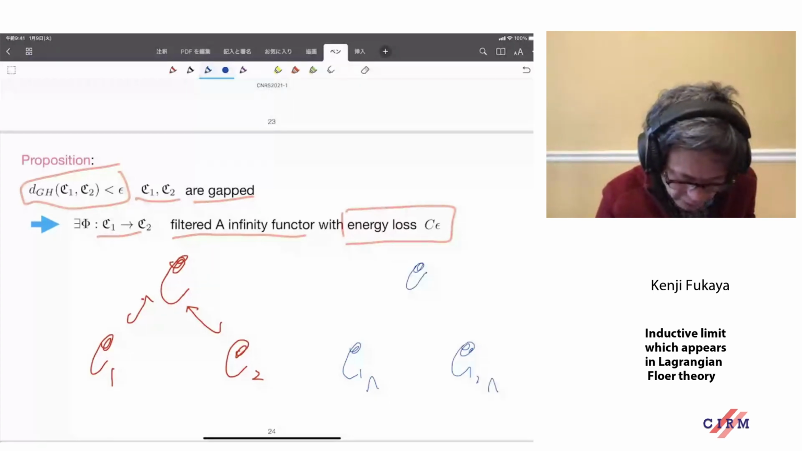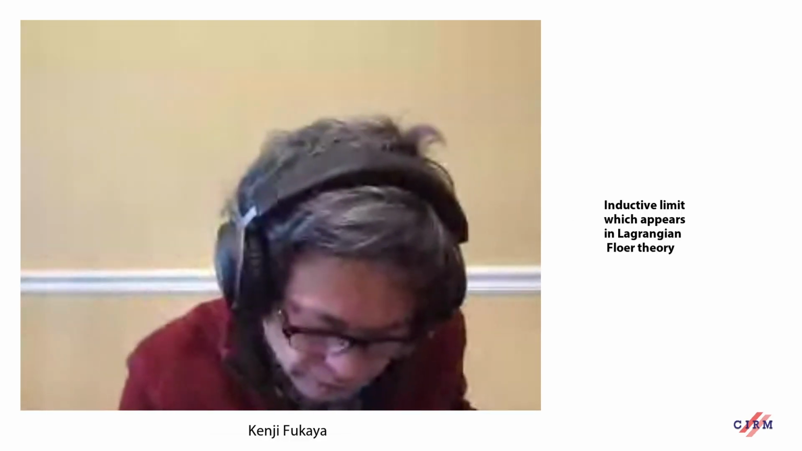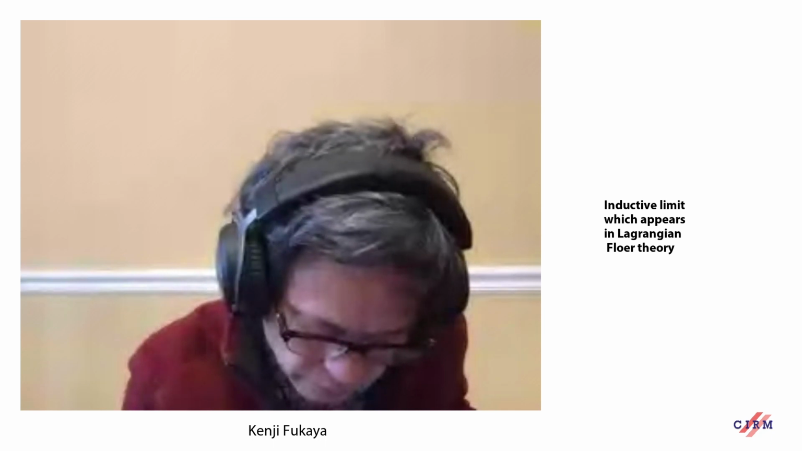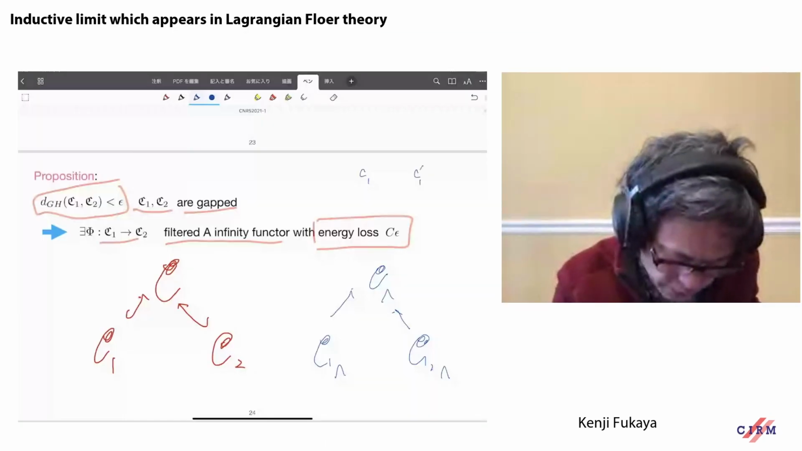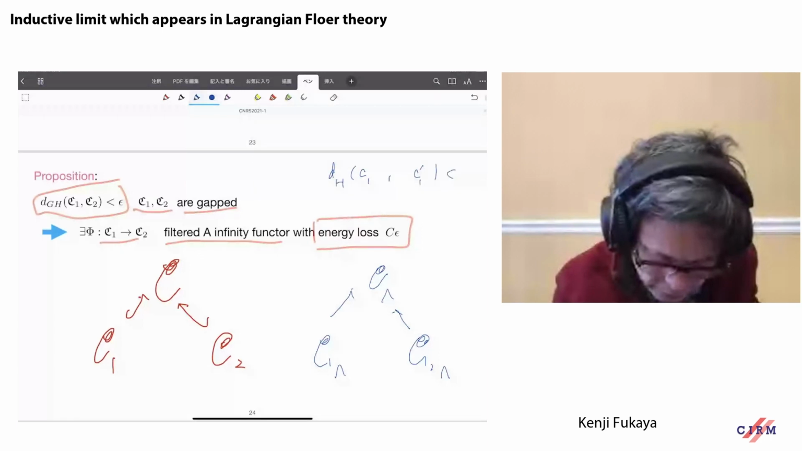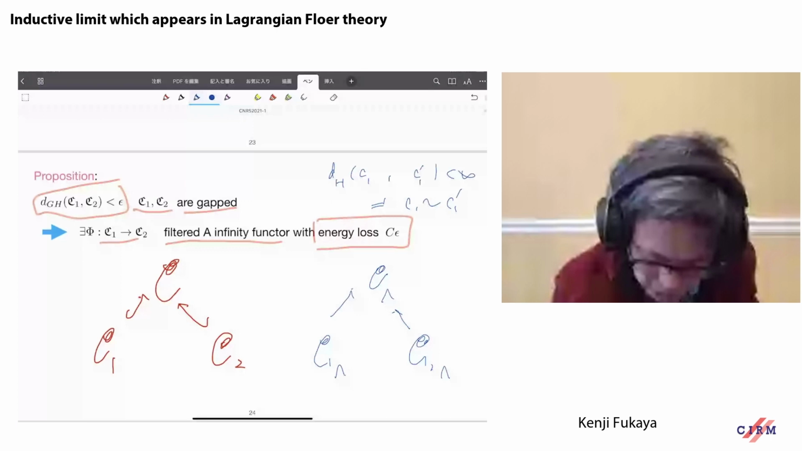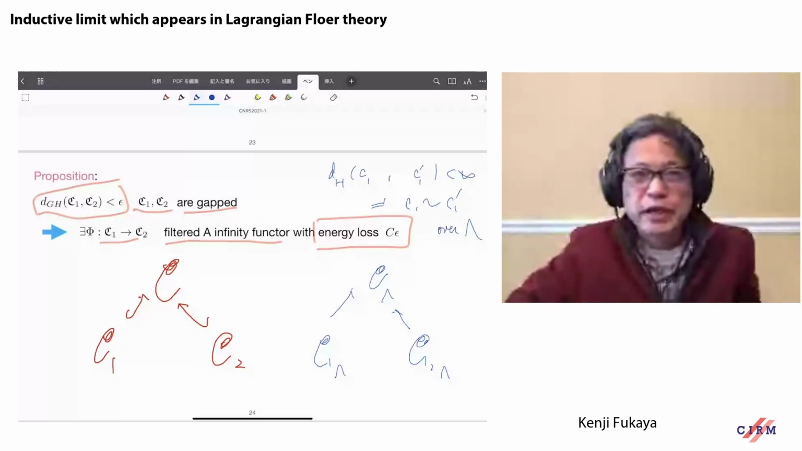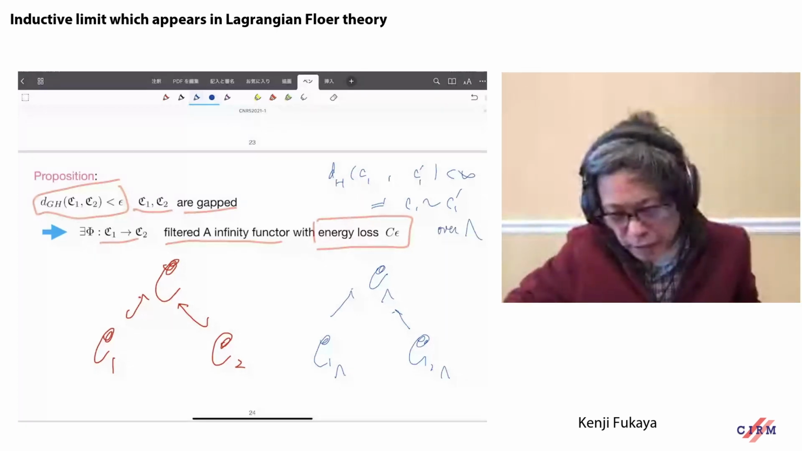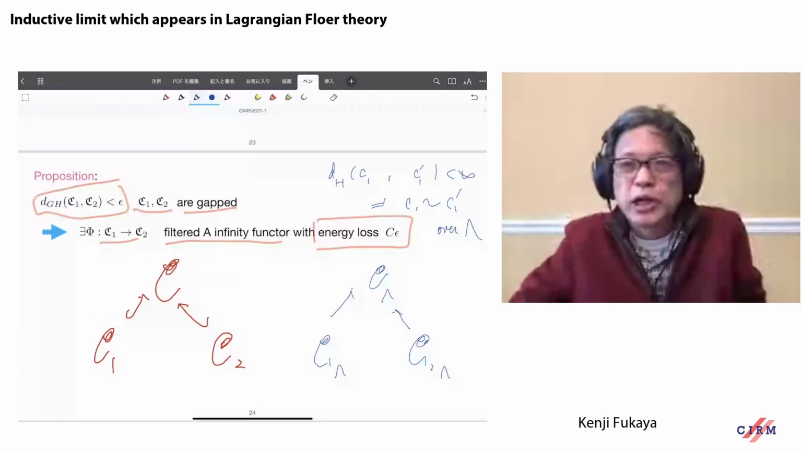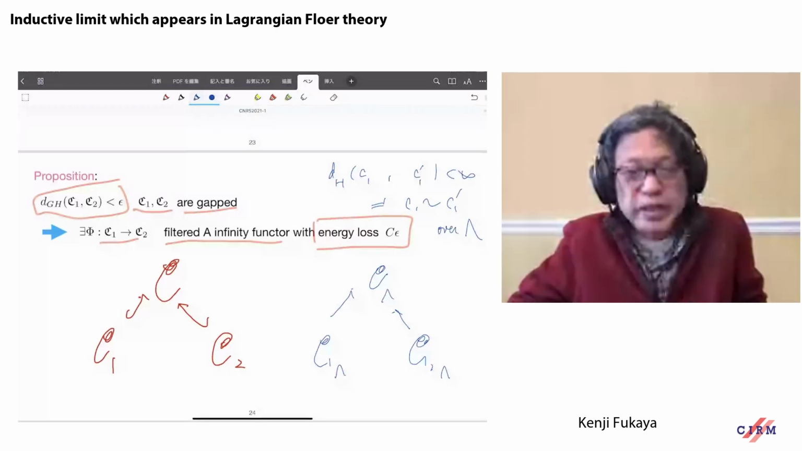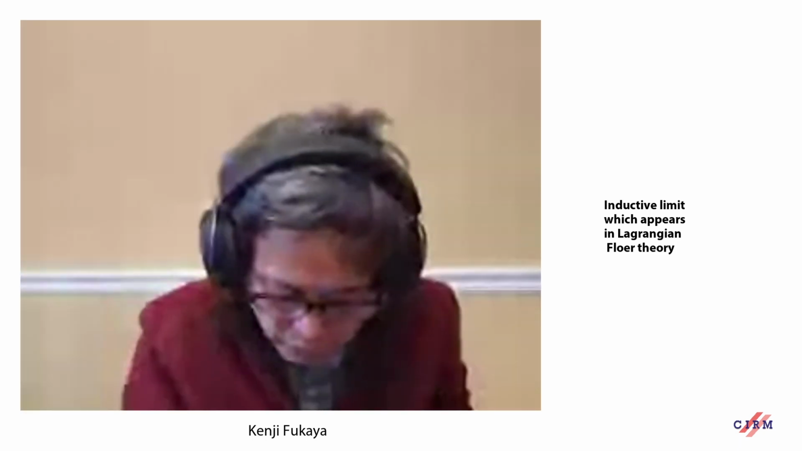then this inclusion is a homotopy equivalence. Because you have these two objects whose Hofer distance is finite. Then in a sense, C1 is homotopy equivalent to C1 prime over lambda. That's our definition. This is basically an algebraic version of the definition. You have two Lagrangian submanifolds which are Hamiltonian isotopic. The Floer theory over lambda is preserved. So this means that these two are homotopy equivalent.